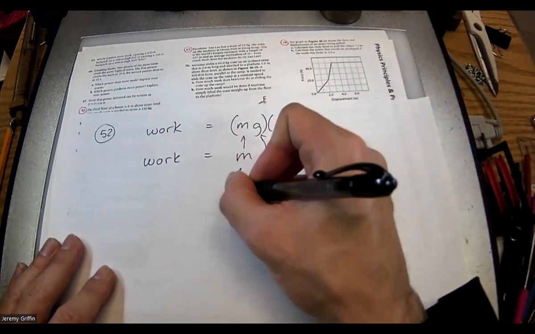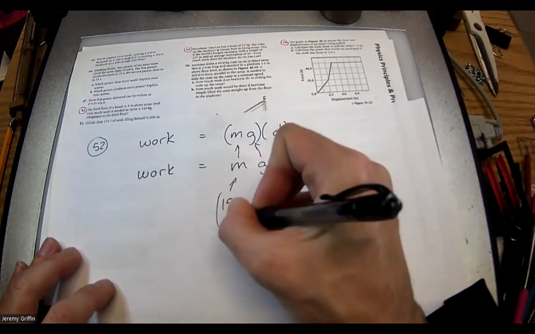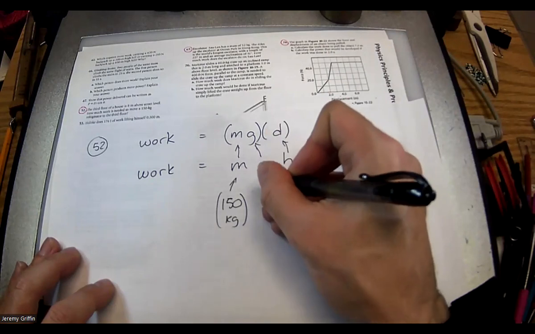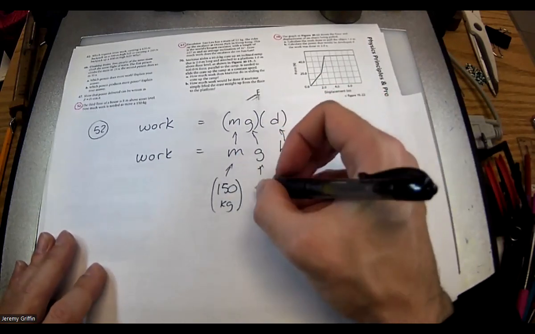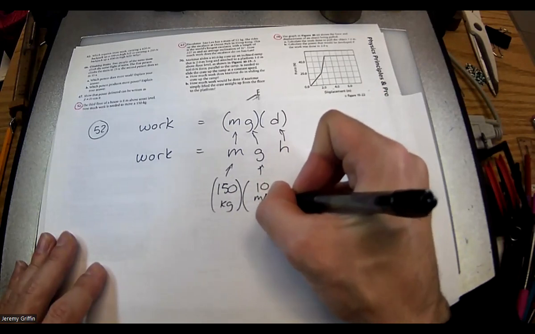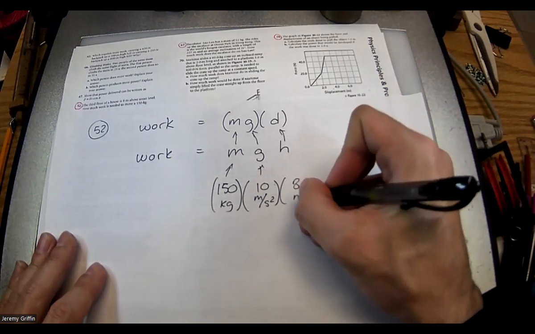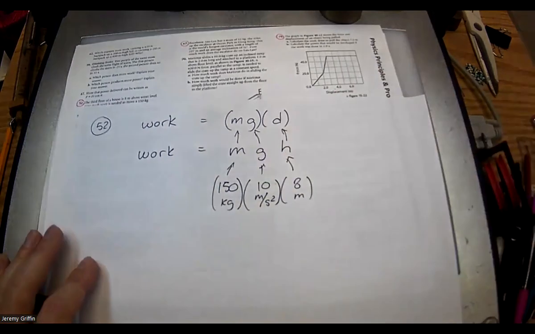And so the mass of the fridge was given as 150 kilograms. The gravity field, so it's right in there. Let's assume we're on Earth. It's the only place I know where fridges are. 10 meters per second squared. And the height change, 8 meters. Are there not fridges in the ISS or something?